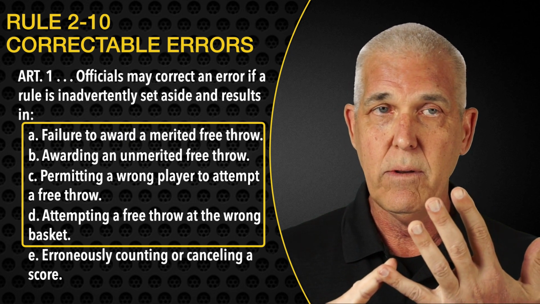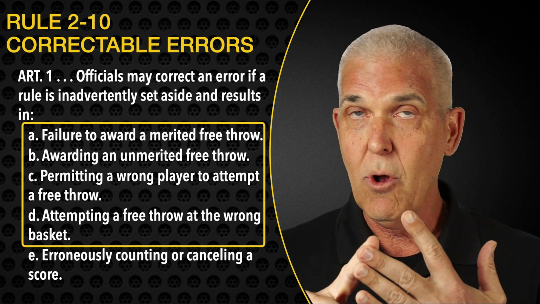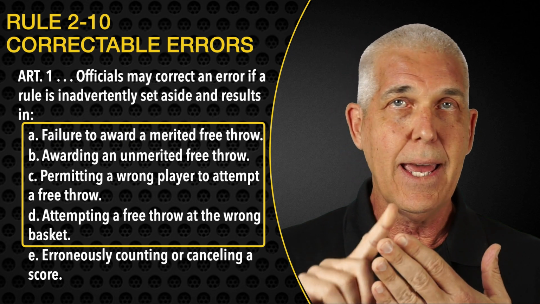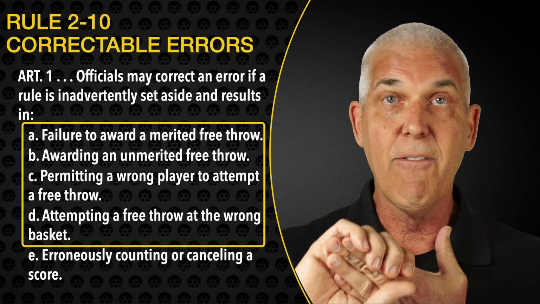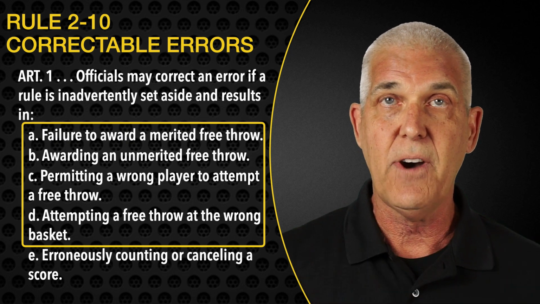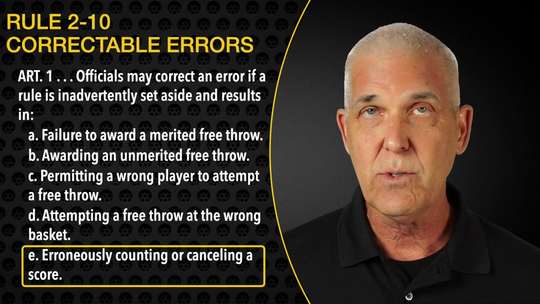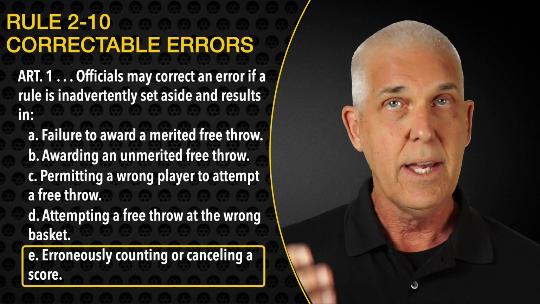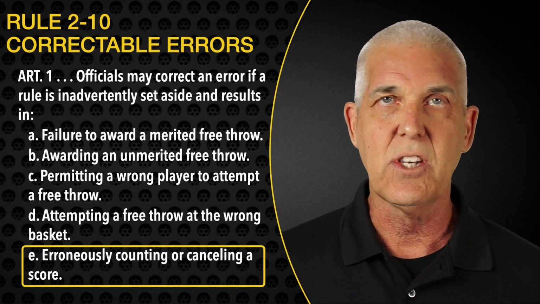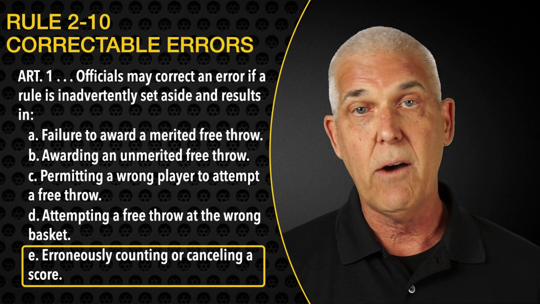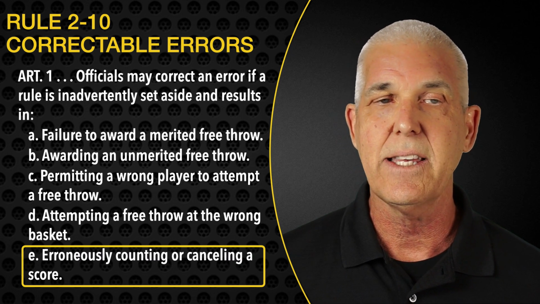Failure to award something that was merited, awarding something that was unmerited, having the wrong player attempt, and attempting at the wrong basket. These are our 4 free throw scenarios that are defined by rule. And our 5th one is erroneously counting or canceling a score. It's important, but it's very different. And it has different qualifications as well, right? So we're going to think about free throw scenarios, and we're going to think about erroneously counting or canceling a score.